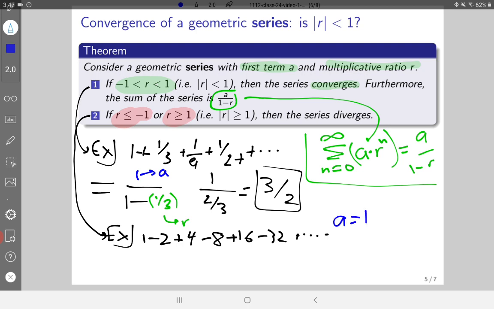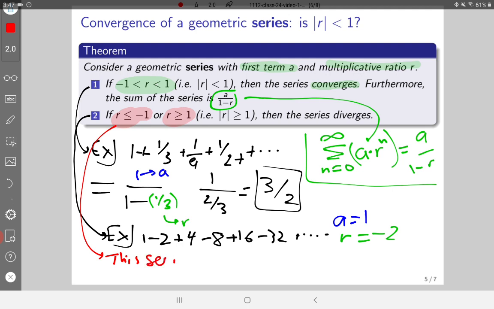Well, the first term is 1, and the multiplicative value is -2, because each time I'm multiplying by -2 to get the next term. See how 4 times -2 is -8, -8 times -2 is +16, and so on and so on. And now here's the thing, just from that, according to this theorem, I have an r that's less than or equal to -1, and so that's going to tell me right away that this series is divergent.